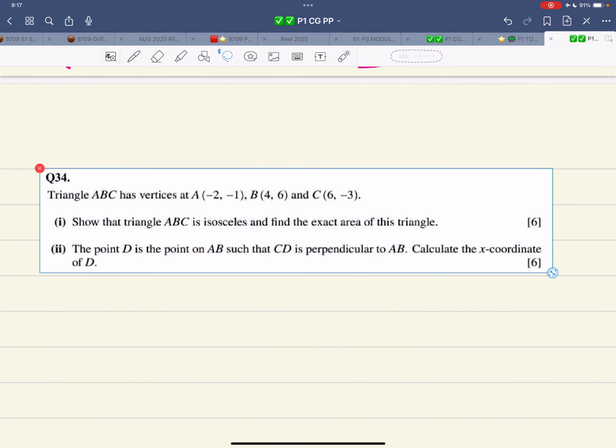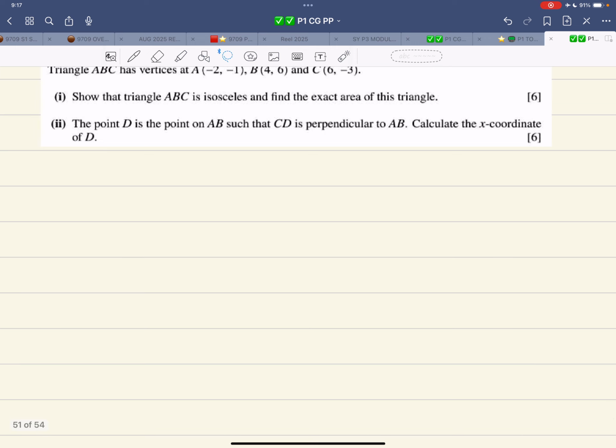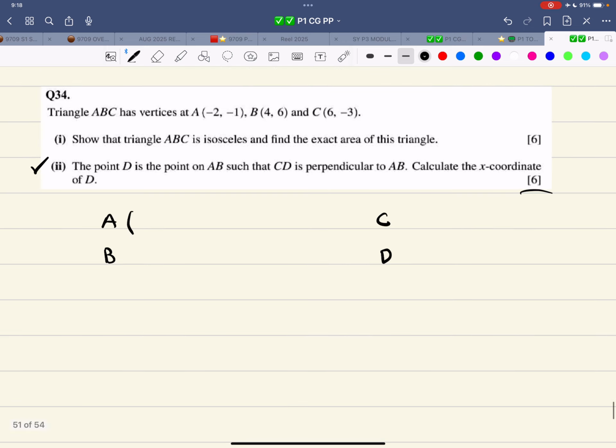And that's right over here. Now it says the point D is the point on AB such that CD is perpendicular to AB. So D is a point on AB. So A and B such that CD is perpendicular to AB. Calculate the X coordinate of D. Now again a 6-mark question. Now first of all, let me write A, which is -2, -1, B, which is 4, 6, C, which is 6, -3, D, let's write this thing as X, Y. And they are only interested in the X coordinate.